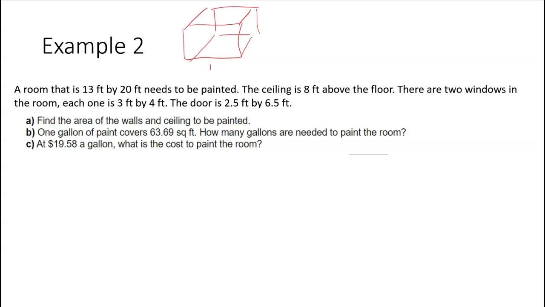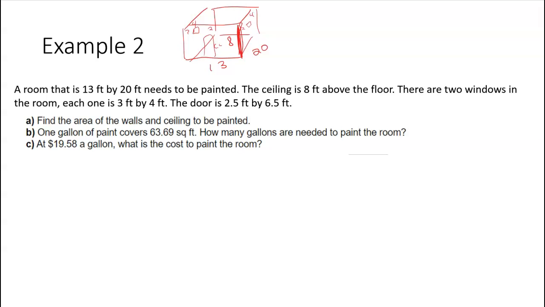But a room is 13 by 20 feet, and the ceiling is 8 feet above. So we know that this wall here is 8 feet. And there are 2 windows in the room. So we're going to have some windows and we're going to have a door. I'm going to draw different shapes here, just so we can see what's going on. So this is 6.5 by 2, and then this is 3 by 4 and 3 by 4.